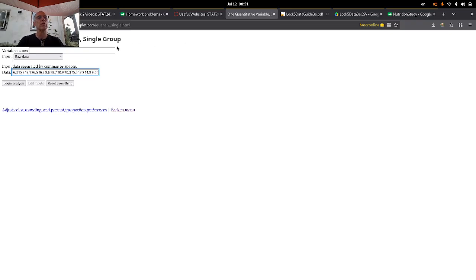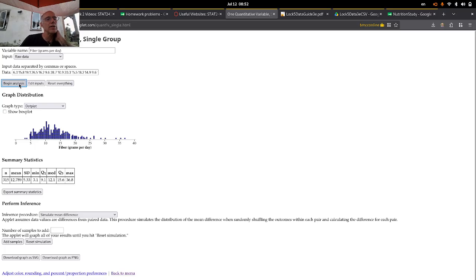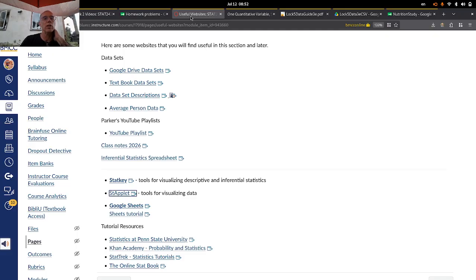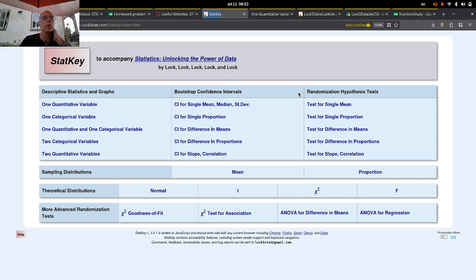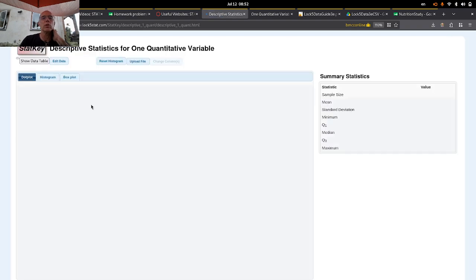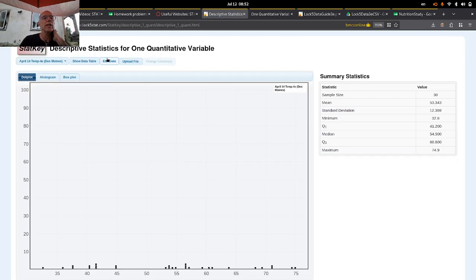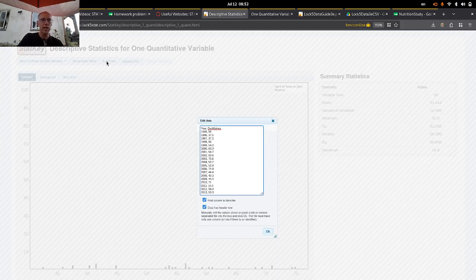Cut, paste, raw data, numbers, begin. All right, so it does a dot plot like StatKey does right away. Let's look at StatKey too for fun. StatKey, one quantitative variable, edit the data. Control A, delete, Control V. Oops, I forgot the numbers.